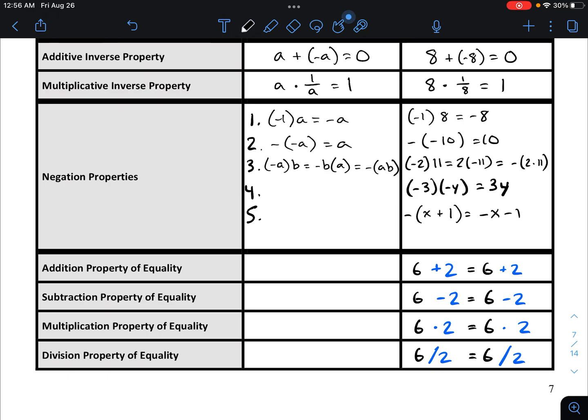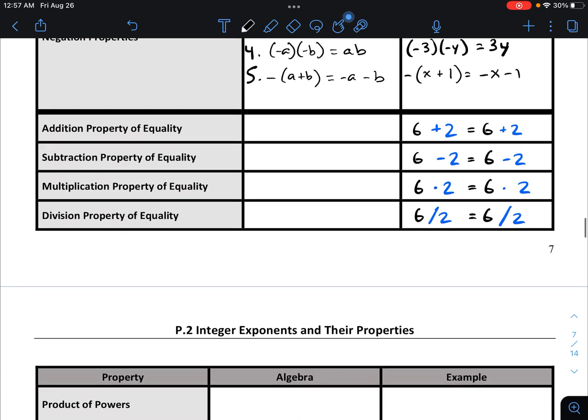Next up, when I multiply two negatives together, I get a positive. So negative A times negative B is going to be positive AB. And then the last one, if I have a negative out in front of a set of parentheses, I'm basically distributing that negative to each piece. So the negative applies to the A, and the negative applies to the B.